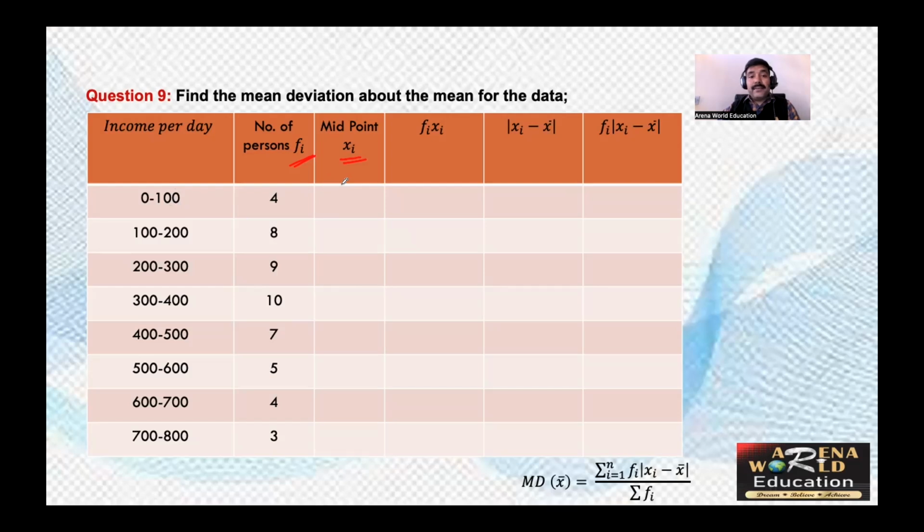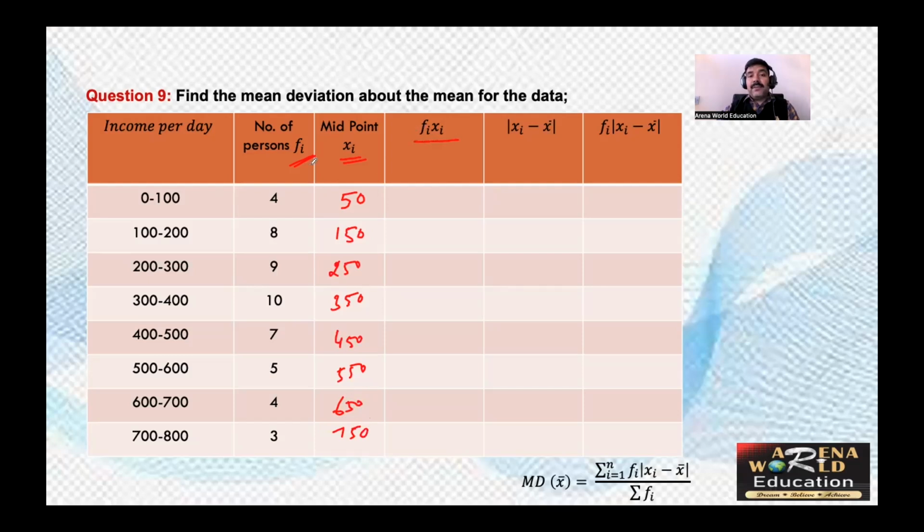So now to find xi, what we will do? 0 plus 100 divided by 2. So that will be 50. Next one, 100 plus 200 divided by 2. So this will be 150, right? 200 plus 300 divided by 2, it will be what? 250. Then 300 plus 400, this will be 350. You can see there is a difference of 100. So directly you can write 450, 550, 650 and 750.